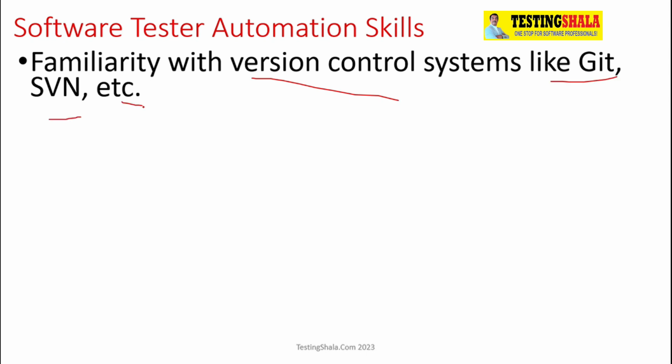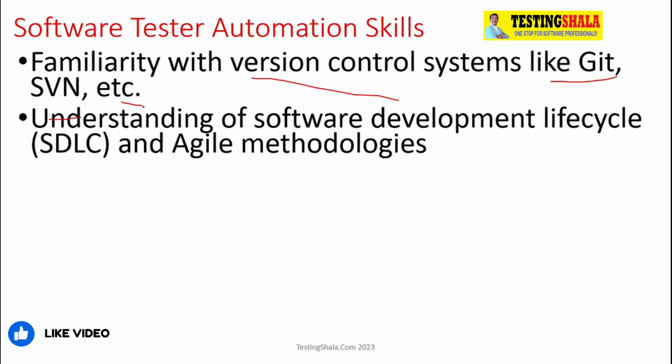And the next aspect is, till now we talked about various aspects on the automation side. Now, even if you are an automation test engineer, you should have a basic understanding of the overall software development life cycle, SDLC, and also agile methodologies and the software testing life cycle. Because once you know all these aspects, you can easily work in that testing field.